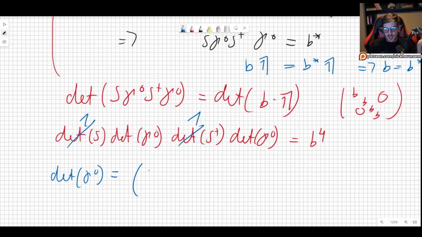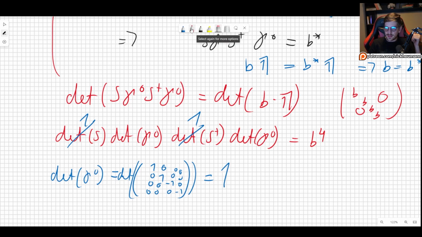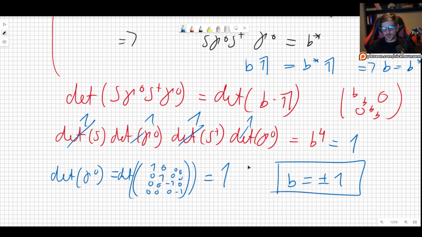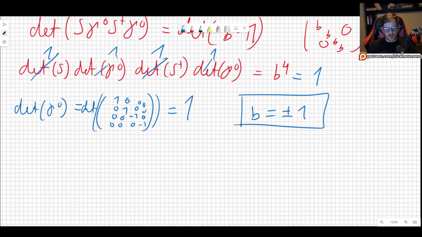You can take whatever representation you want. For example, in the Dirac representation, we have it as 1, 0, 1, 0, 0, 0, 0, minus 1, 0, 0, minus 1, 0, 0, 0, 0. So the determinant here would be 1 times 1 times minus 1 times minus 1. So the determinant of this matrix is simply 1. So that means that this is 1, so B to the fourth power has to be 1, right? So that means that B is equal to plus or minus 1. So that is some more information. We are getting closer.